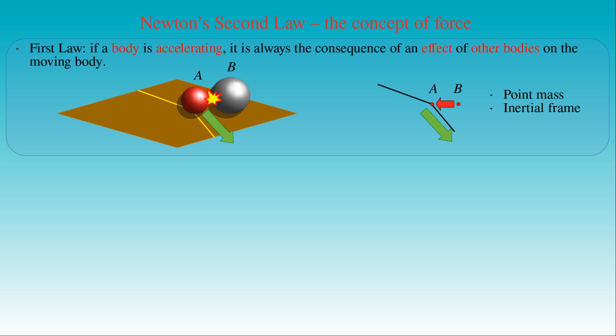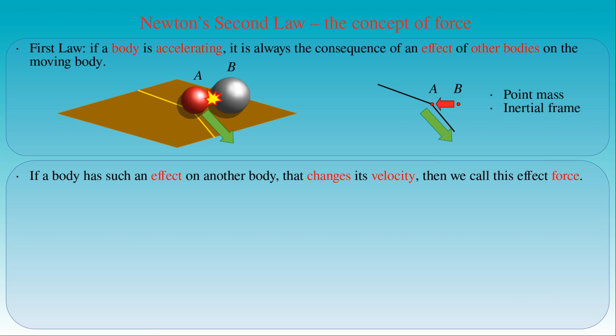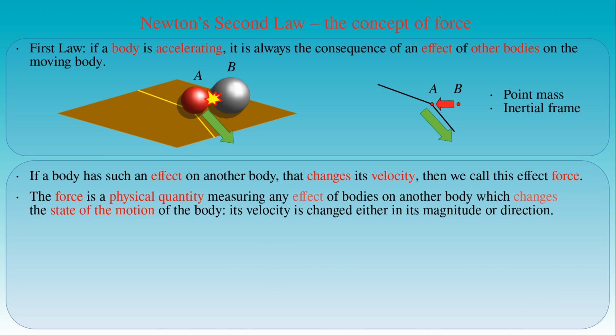If a body has such an effect on another body, that changes its velocity, then we call this effect a force acting on the accelerating body. Then force is a physical quantity, measuring the effect of bodies on a given body, which changes its state of motion. The change in its state of motion means the change of the velocity of the body, that is the change in its speed or the direction of its motion.